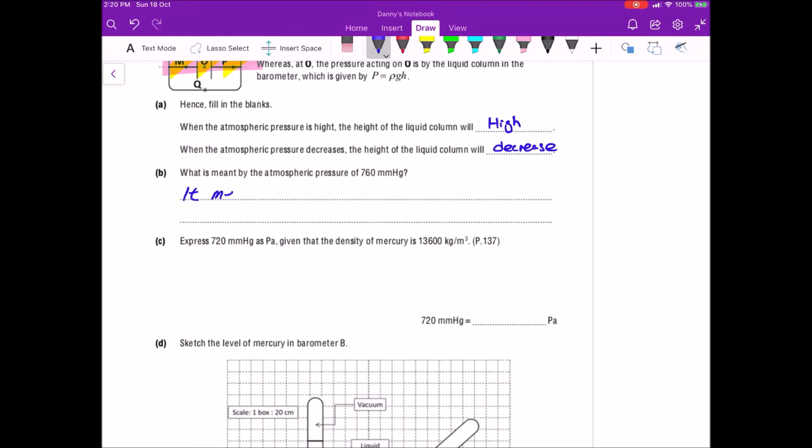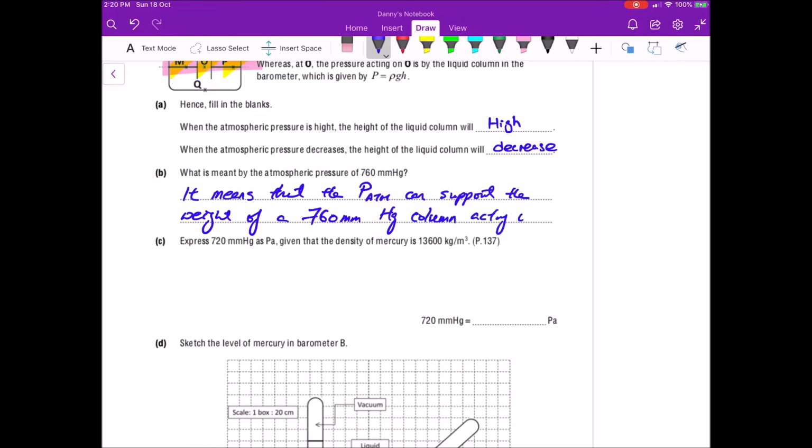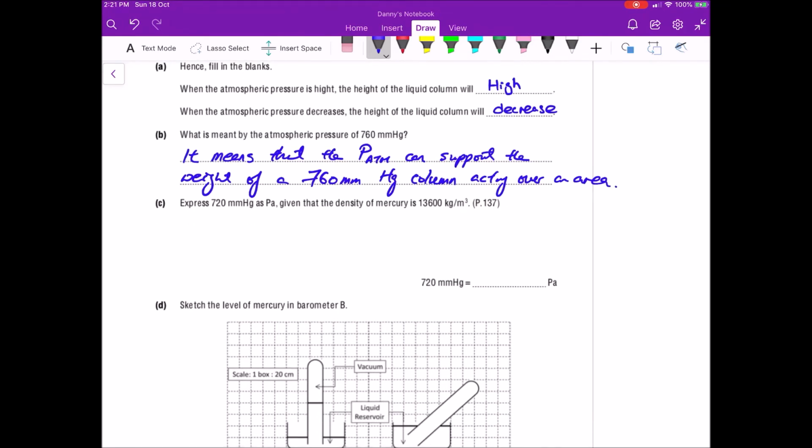Well, it means that the atmospheric pressure can support the weight of a 760 mm mercury column acting over an area. Simple as that. Or you can say that the atmospheric pressure is the same as the pressure under a mercury column that is 76 cm or 760 mm. So if you like, you can also do that.